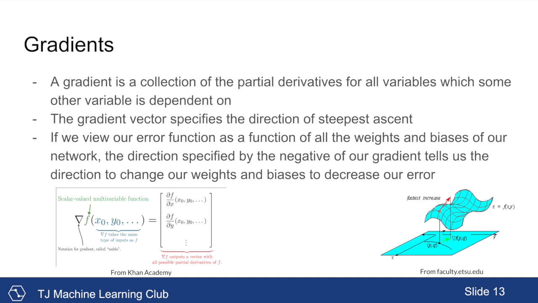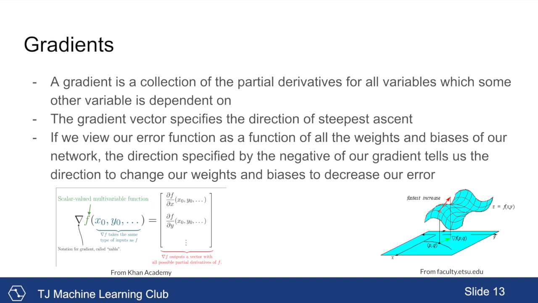And so this is very useful for us because we have a very similar problem at hand, right? We are trying to minimize a function, the error. And the inputs to that function you can think of as our weights and biases, right?